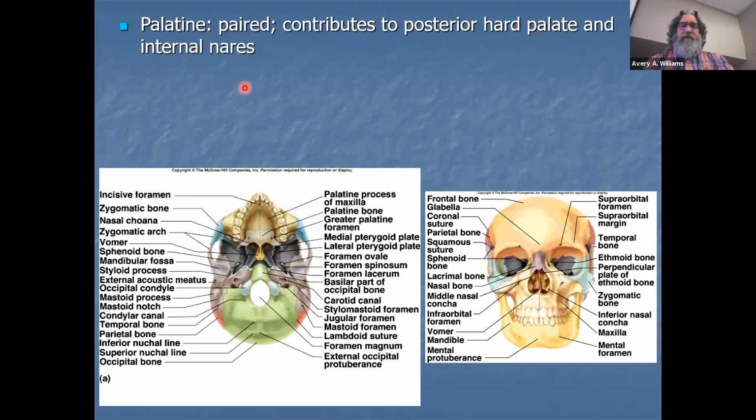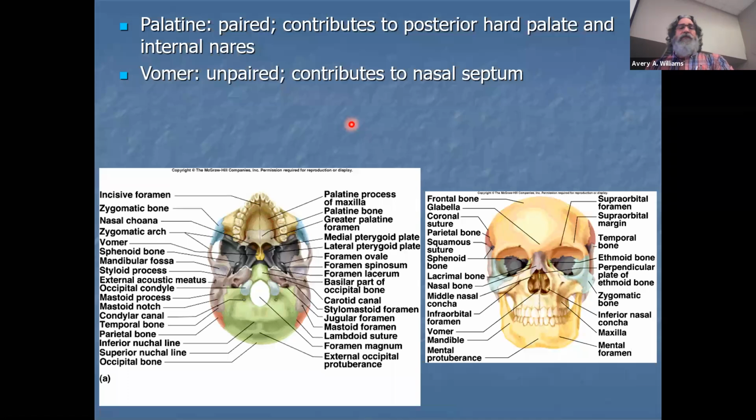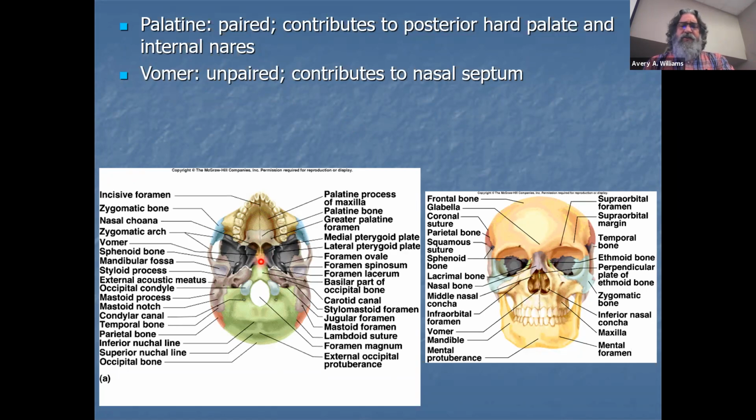And then the vomer. Now, if you don't include the dentary bone as part of the face, the vomer would be the only unpaired facial bone. But since we include the dentary, well, there's 2. But the vomer, it's unpaired. It's resting right here on the sphenoid, but it also contributes to the nasal septum, that partition that separates the nasal cavity into half.